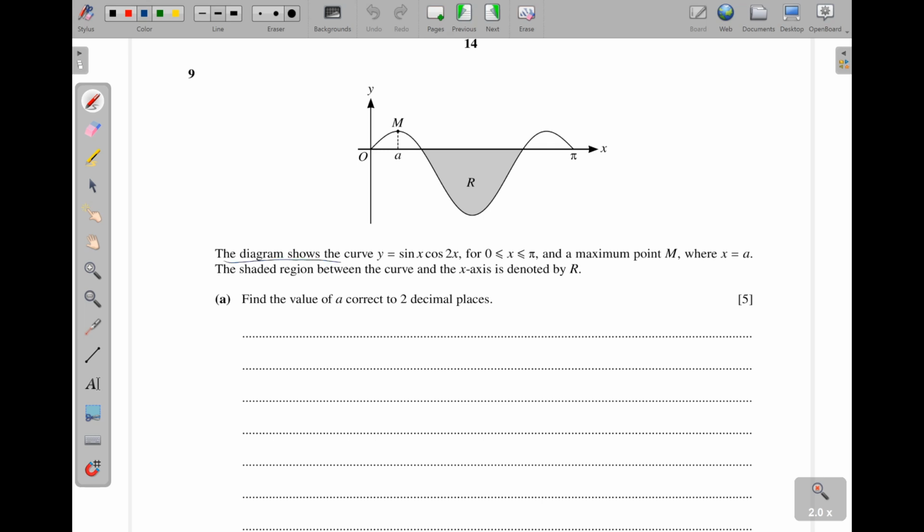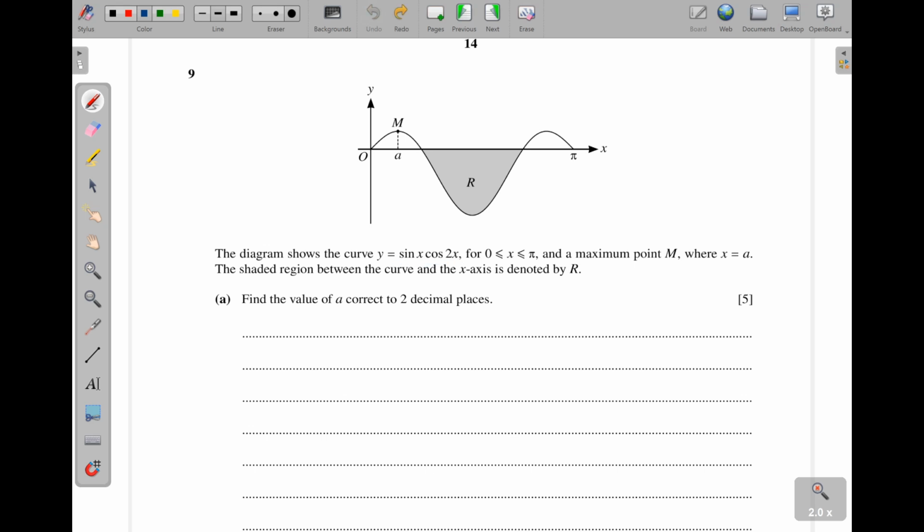Question 9. The diagram shows the curve y is equal to sine x cos 2x for 0 less than x less than pi and a maximum point M where x is equal to a. The shaded region between the curve and the x-axis is denoted by R. Find the value of a correct to 2 decimal places. Okay, now since M is a stationary point, we shall differentiate this and then equate to 0. Okay, then we solve accordingly.